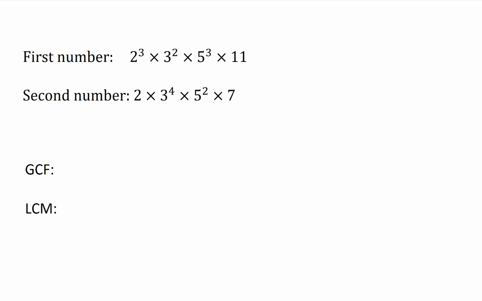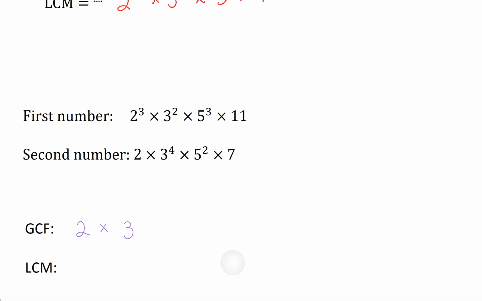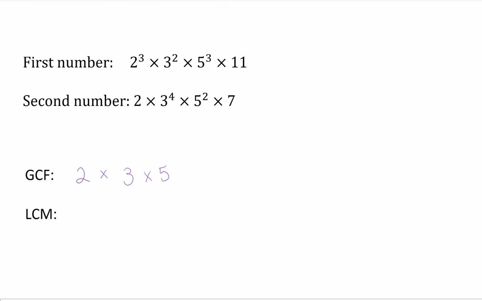Let's look at an example here. We have two different numbers and we want to find the GCF and LCM. So for the GCF, we want to find what they have in common. So the base of 2 they have in common. The base of 3 they have in common. The base of 5 they have in common. The 11 and 7 they do not have in common. So now we're trying to figure out what exponent to use so it will divide into these.